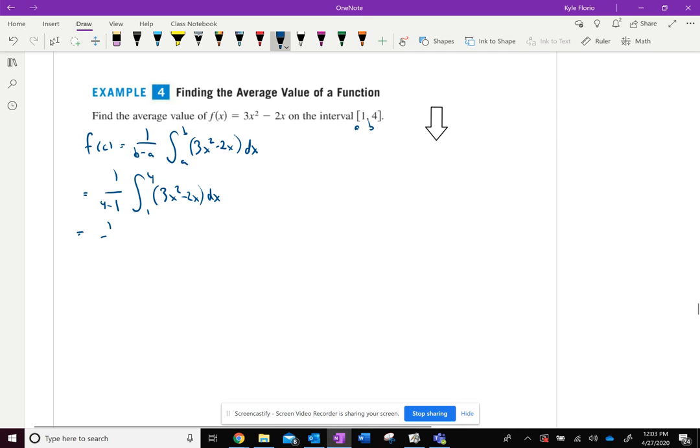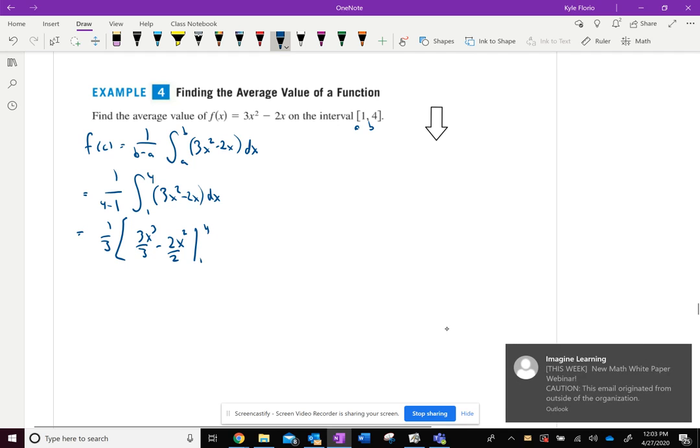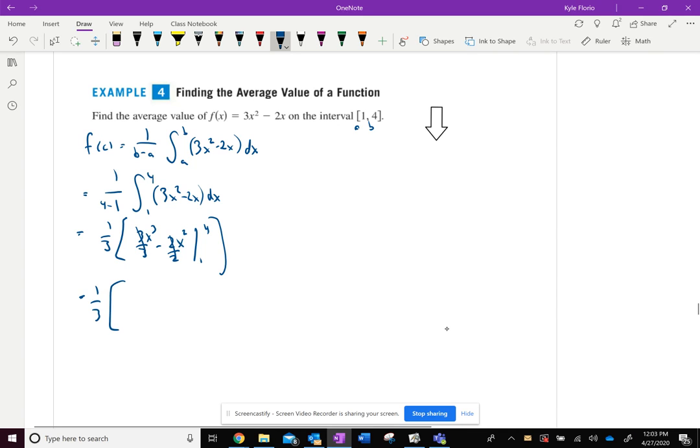Okay, so that's 1/3 times, let's see. The antiderivative is going to be 3x cubed over 3 minus 2x squared over 2 from 1 to 4. And those 3's are going to cancel out, and those 2's are going to cancel out, so it's going to be 1/3 times, let's see, x cubed minus x squared.